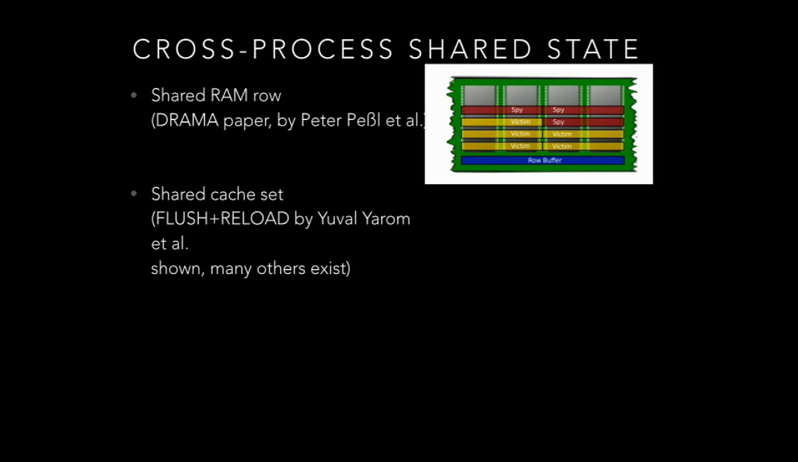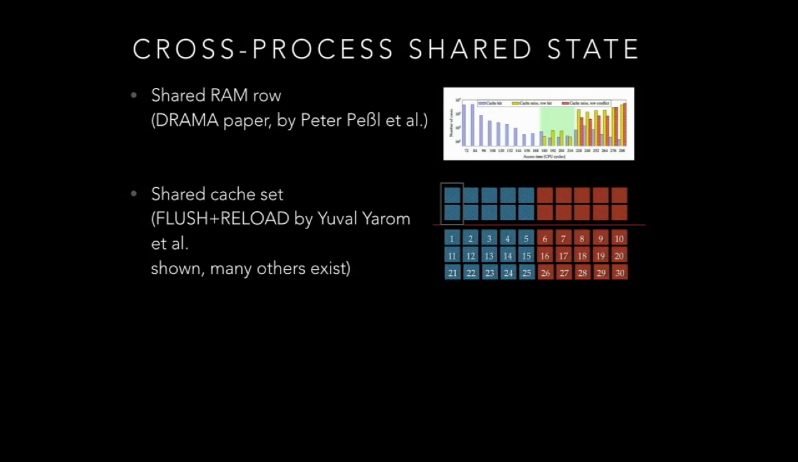So RAM is accessed in these structures called rows, and whenever you switch from one row to another, it takes a certain amount of time, and you can observe this latency. So that means that you can observe the access pattern of other processes onto a RAM chip by observing things that you can observe yourself. So this histogram shows the latency difference.